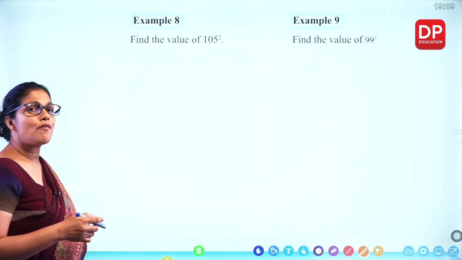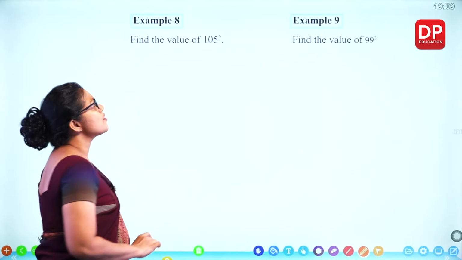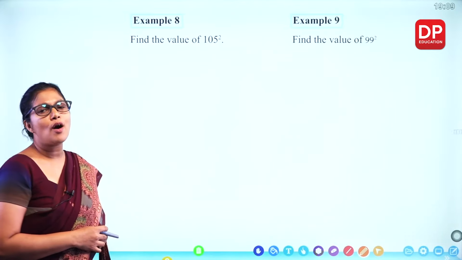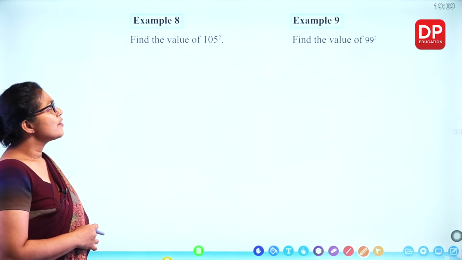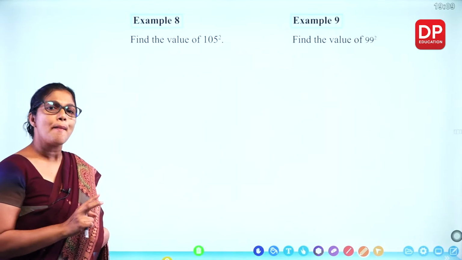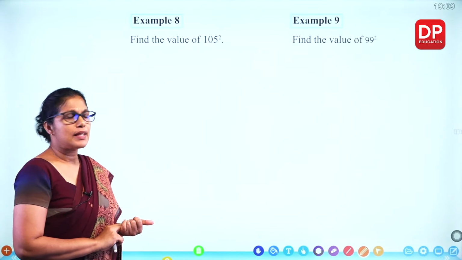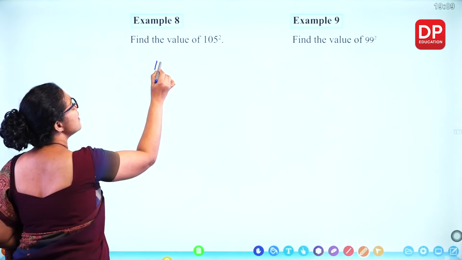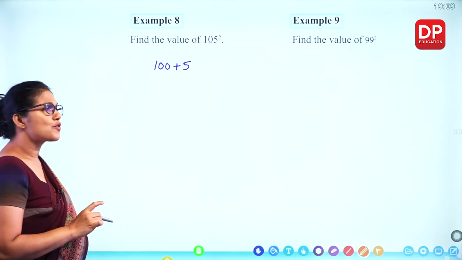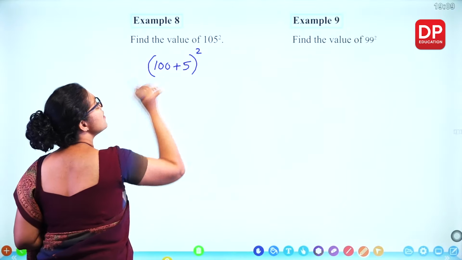Now instead of algebraic expressions, we have a number squared. So how can we use the previous method to find these values? 105 squared. You have to write these numbers as a binomial expression. How can we write 105? We can easily write 100 plus 5. So what is 105 squared? You can write (100 plus 5) squared.